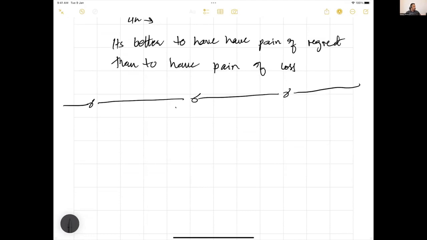So what we're going to do now is we're going to start to take some questions, and then we're going to answer as we go.